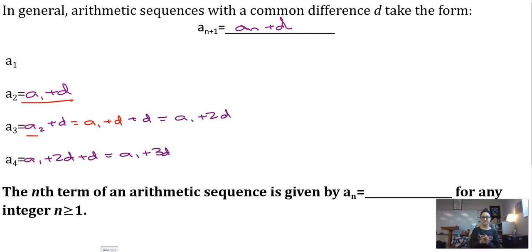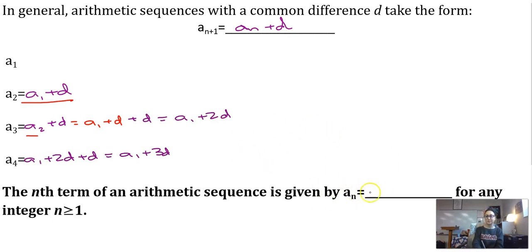Again, if I want my fourth term, I start at my first, and I would need to add d 1, 2, 3 times to get to my fourth term, right? So can you generalize this? Let's say if I want to find my 20th term, I start with my first term, and how many times would I need to add d? 19 times, right? So here's what we're going to do.